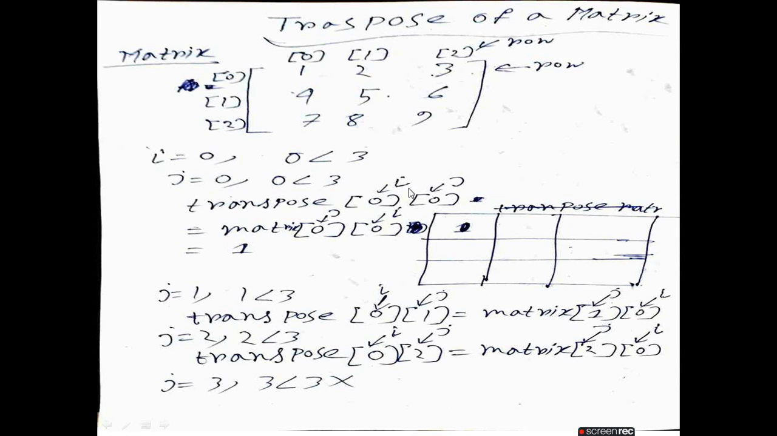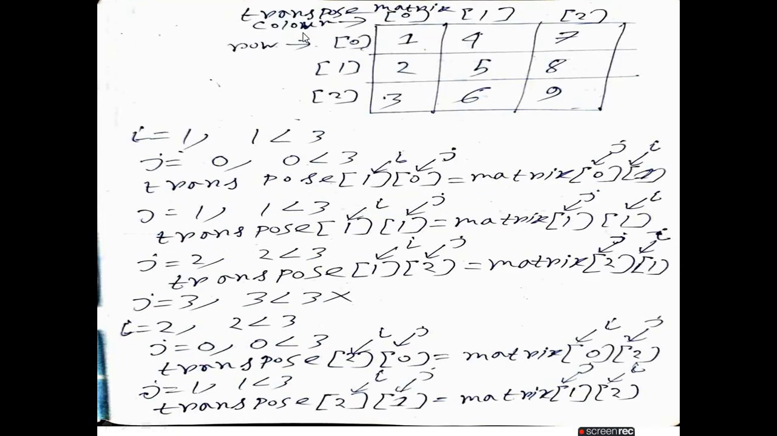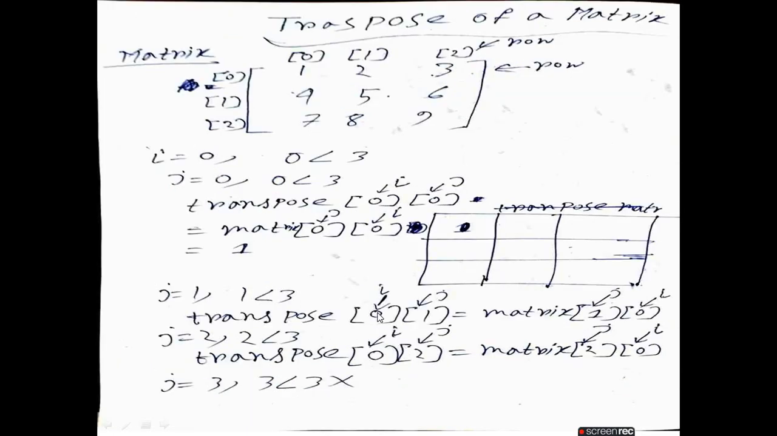Now, what is the value of matrix 1 0? Row 1 column 0 is 4. So this 4 is stored in transpose of 0 1. Transpose of 0 1 is successfully stored with the value 4. Just tracing. Increment j, j becomes 2 now. 2 is less than 3. Condition is true. Transpose of ij, what is the i value? 0. What is the j value? 2. That means transpose of 0 2, row 0 column 2, is assigned with matrix ji.